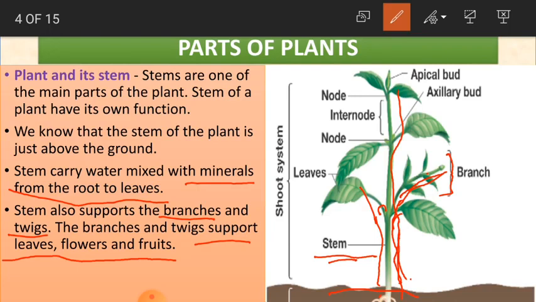So with the help of this branch, we get flowers, leaves and also fruits. As we said, we have different types of trees and plants, and we get so many things like vegetables, flowers and fruits, and these branches and twigs are going to support the leaves, flowers, fruits and vegetables in the plant. Understood, children? Okay.